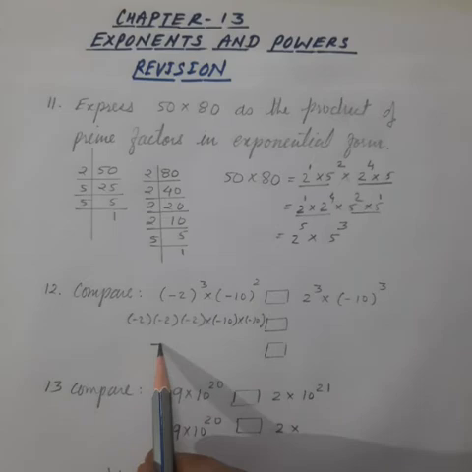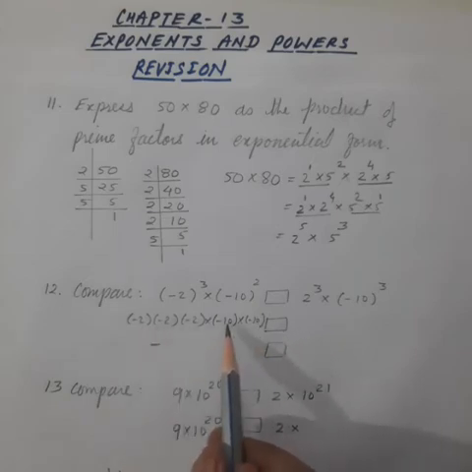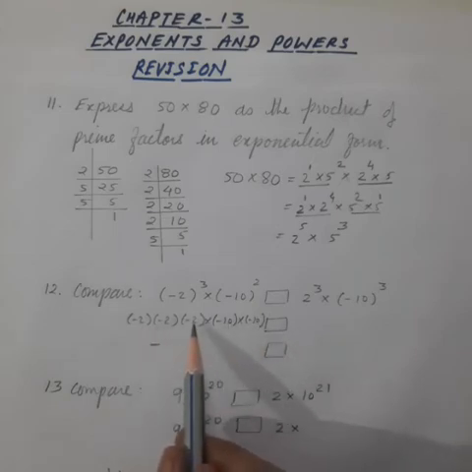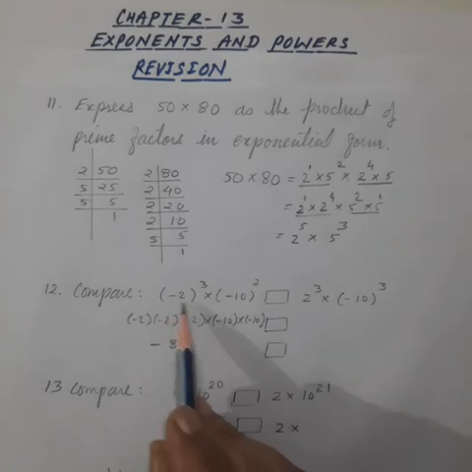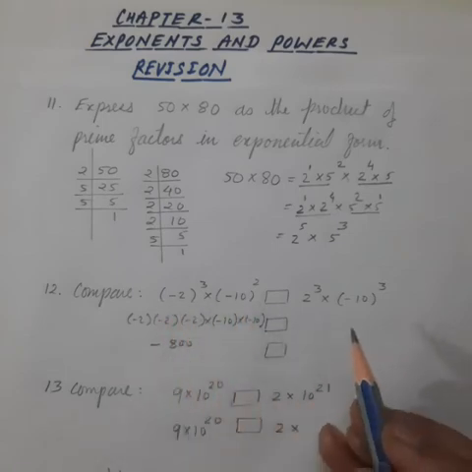So the result is negative. Multiply. 10 tens are 100, 100 twos are 200, 200 twos are 400, and 400 twos are 800. The value of the left hand side is minus 800.